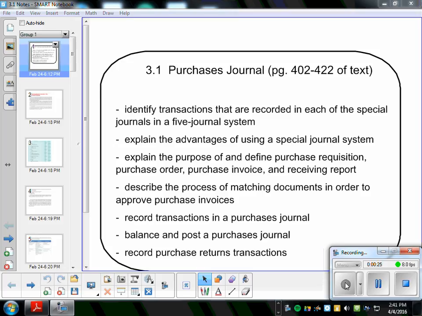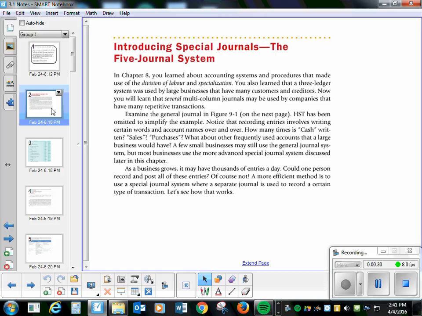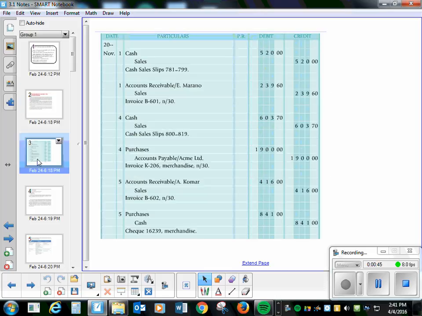So we're going to start talking about the Purchase Journal. And what happens is, as a business grows, they have many entries in a day. And of course, one person cannot make sure that they take care of all of these entries. So we're going to use something called a purchase journal. If you were to look at all of these transactions here, you will notice that a lot of things are duplicated, like sales, purchases, and cash. If you have a lot of transactions, you're just doing the same thing over and over again. So we're going to introduce another way of recording this.